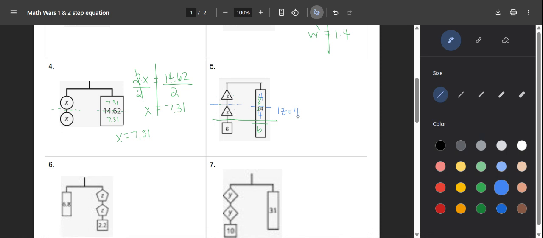If we were to look at that in terms of an equation, that would look like this. 2z plus 6 equals 14. What was the very first thing we did? We cut off that 6 at the bottom.